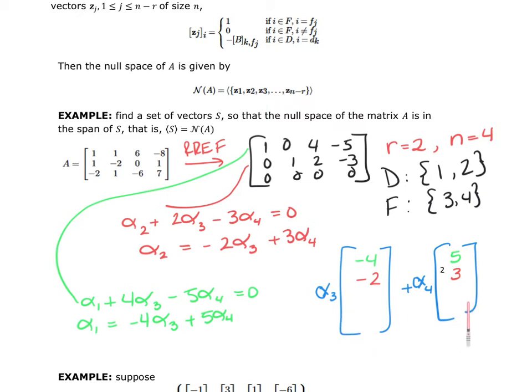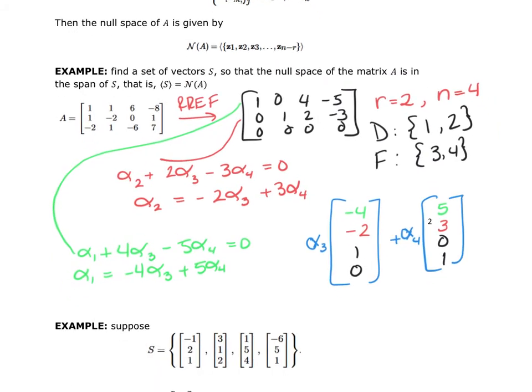In my third position, I would expect to have a 1 in the alpha 3, but alpha 3 is not defined by alpha 4, so that will be a 0. So 1 and 0. In my fourth position, I would expect that my fourth position would be 0 for my alpha 3, and 1 for my alpha 4.